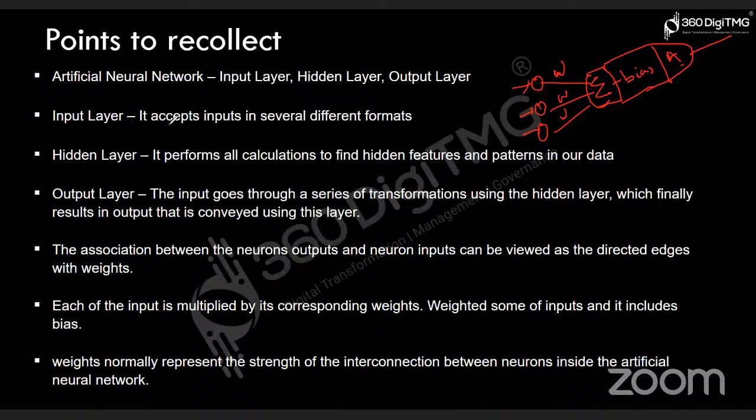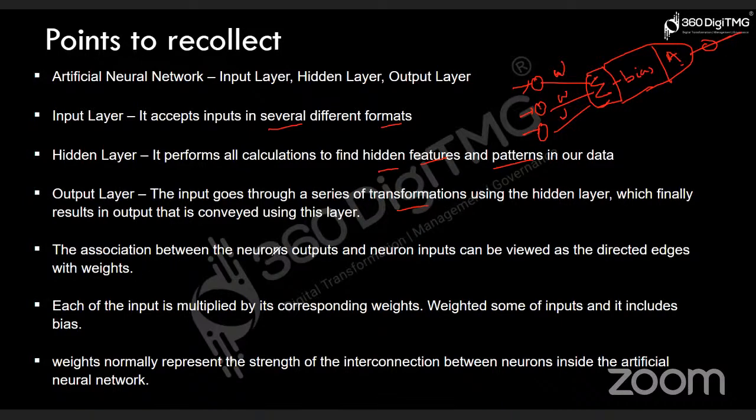So the input layer accepts inputs in several different formats. The hidden layers perform all the calculations to find hidden features and patterns in our data. In the output layer, the input goes through a series of transformations using the hidden layers, which finally results in an output that is conveyed in the output layer.